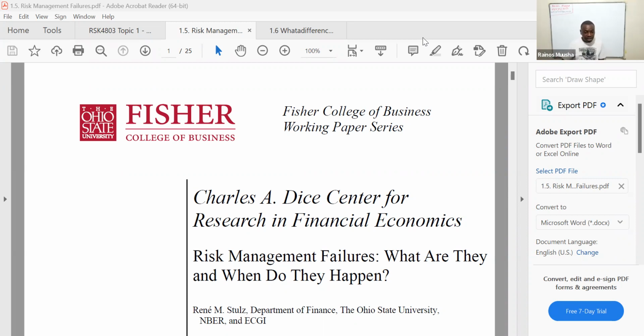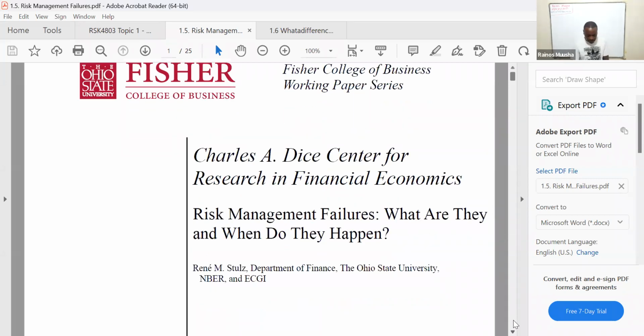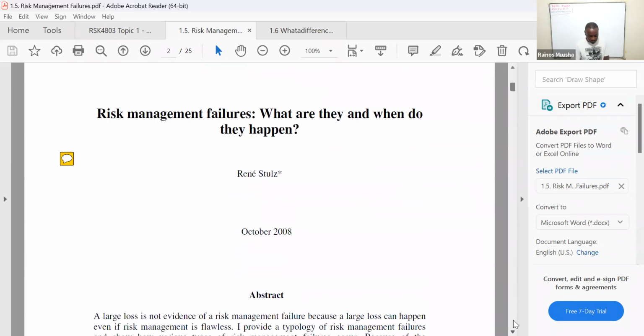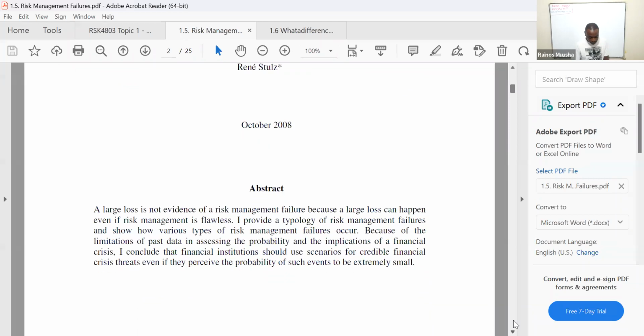Then also utilize this to be able to access some of the articles, so that you don't have to worry about consolidating all the articles yourself. The articles are already consolidated for you. Looking at the article for unit 1.5, they look at risk management failures. What are they and when do they happen? And remember, we're looking at the case study of LTCM.